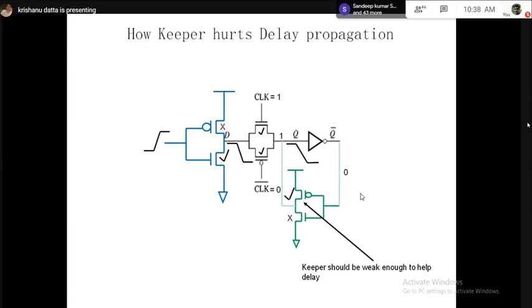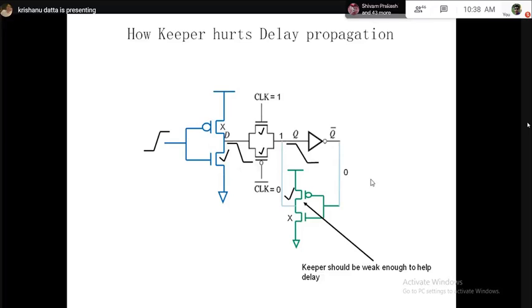If you compare with the original 22 transistors, it's only 6. So that is way more than 50% reduction in transistor count. But you have to be very, very careful with the sizing of the keeper. If keeper is strong, good for noise, bad for delay. If keeper is weak, good for delay, but bad for noise. So you need to do a lot of simulation and sizing.